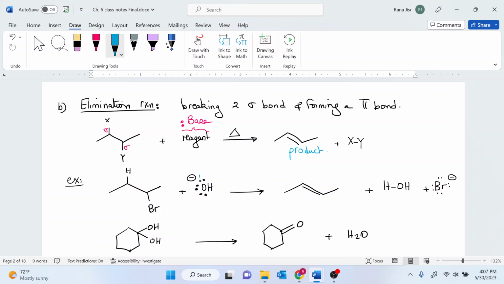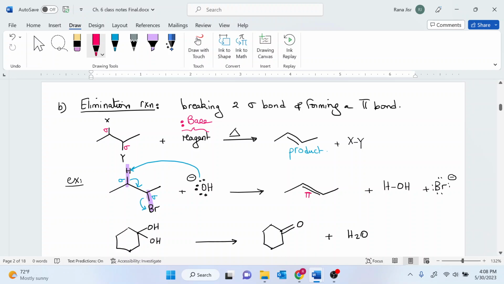And what's going to happen here is that the base is going to come, it's going to take the hydrogen, it's going to form a double bond, and the halogen is going to leave. So what I'm doing over here is that I'm breaking this sigma bond, and I am breaking this sigma bond in there. And every time you break two sigma bonds, you have to form a pi bond. So the bond here that I am forming is a pi bond.